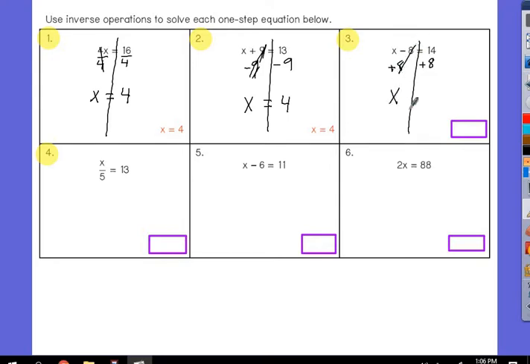X says, keep the house. 14 plus 8 gives me 22. X is by itself, so I can test. Does 22 minus 8 equal 14? It does, so I'm good.